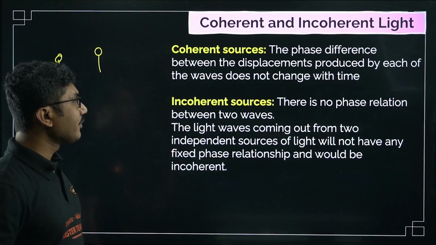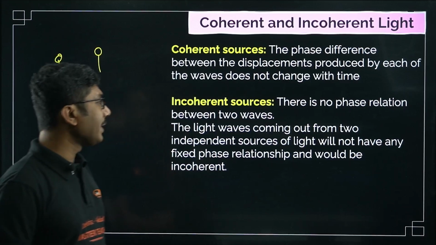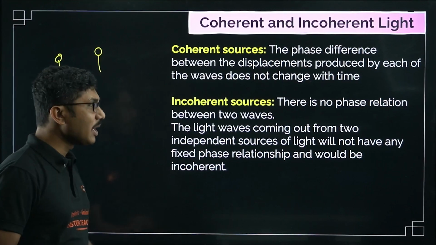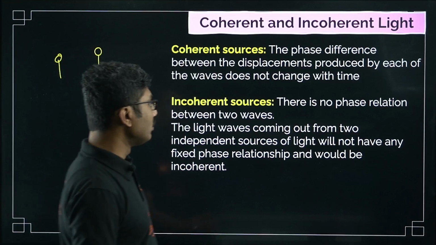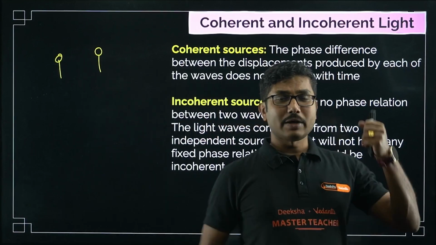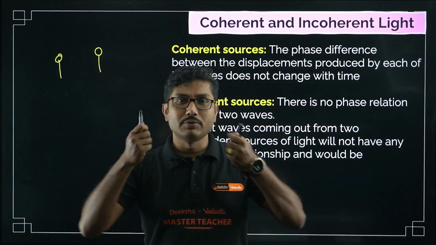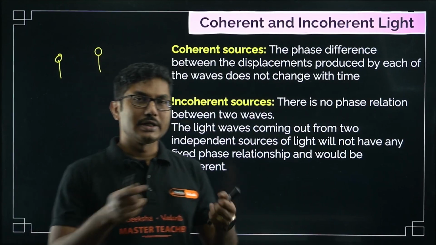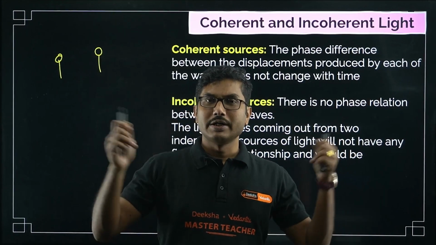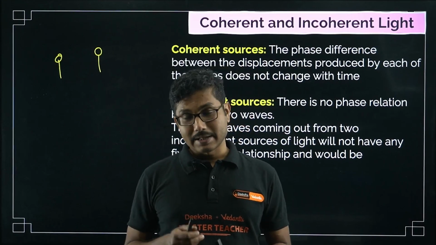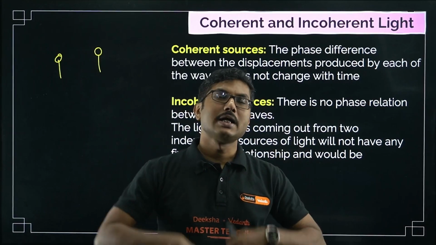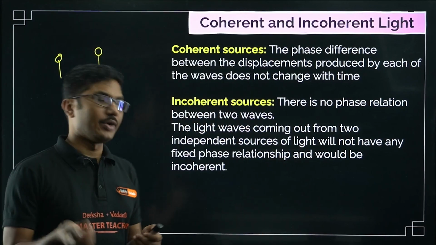The light waves coming out from two independent sources of light will not have any fixed phase relationship and would be incoherent. So if you take one torch and another torch and light them up, they are considered to be incoherent sources. There is no phase relationship between two different torches. But if you can somehow split the light from a single torch into two different parts, they can be considered as coherent sources.